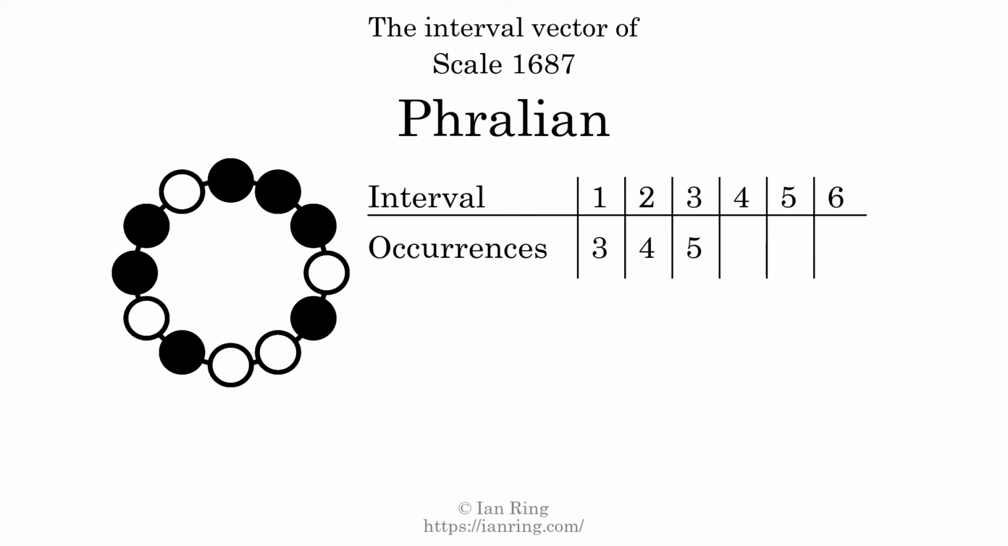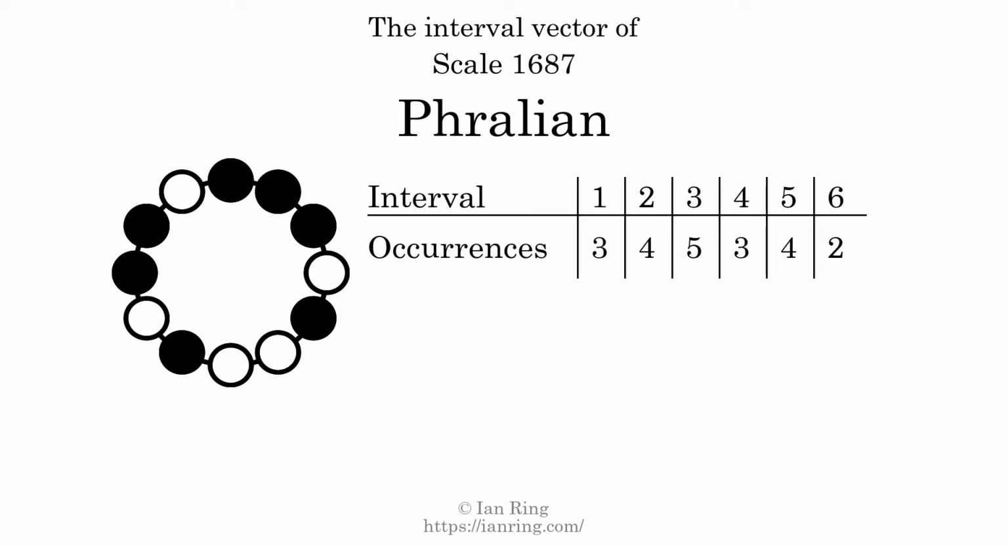There are 5 intervals with the size of 3 semitones. They are here, here, here, here, and here. There are 3 intervals with the size of 4 semitones. They are here, here, and here. There are 4 intervals with the size of 5 semitones. They are here, here, here, and here.